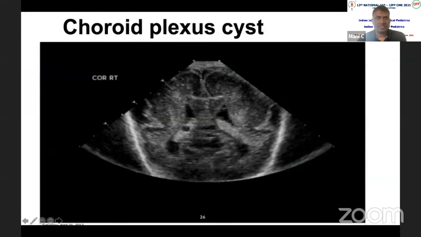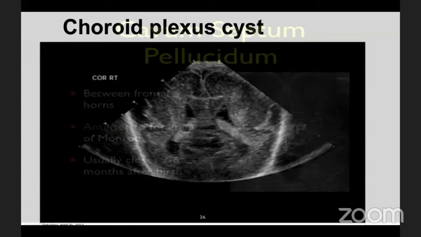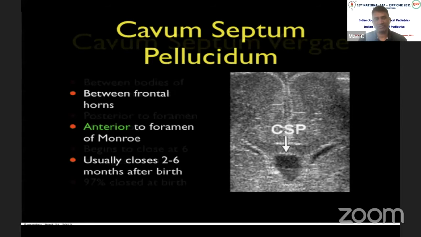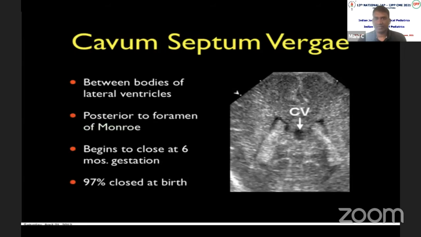One of the normal things that you see is the choroid plexus cyst, which can be a normal feature. We don't have to worry. But if there are multiple choroid plexus cysts, you might have to think about whether there is any genetic abnormality in the baby. And this is a cavum septum pellucidum, which is a normal thing between the frontal horns of the lateral ventricles. It is usually open in preterm infants, but usually closes soon after birth in a term baby. This is another cavum, called the cavum septum vergae, which is just posterior to the cavum septum pellucidum. This is also usually open in preterm infants, but it closes in term babies soon after birth.